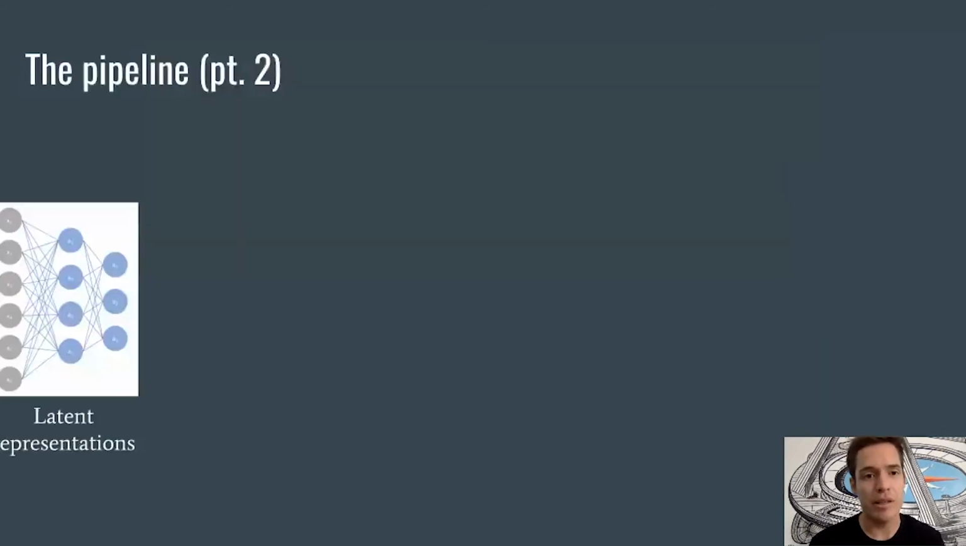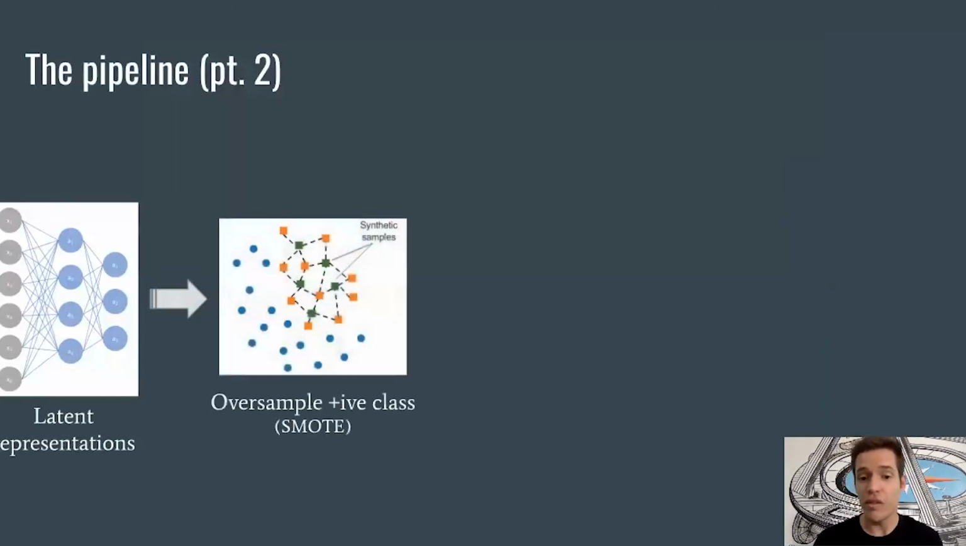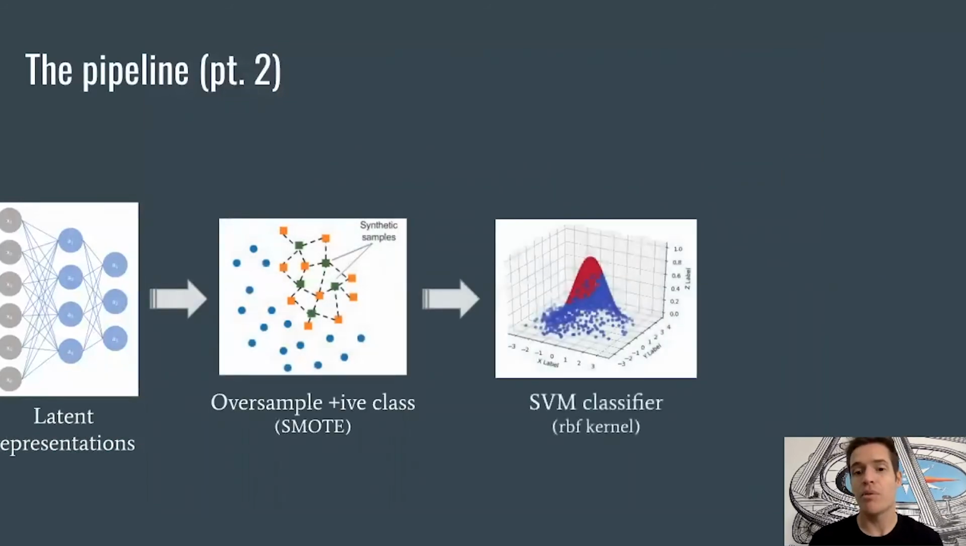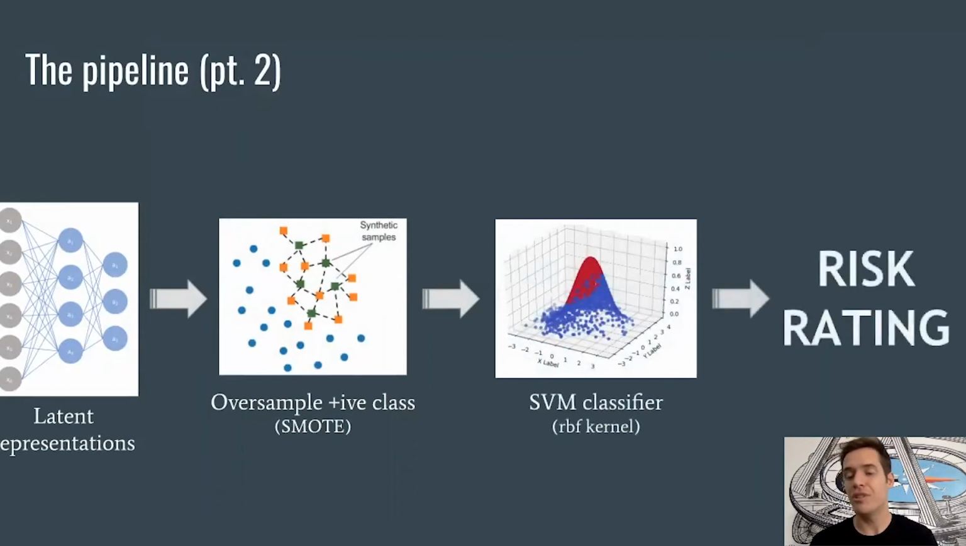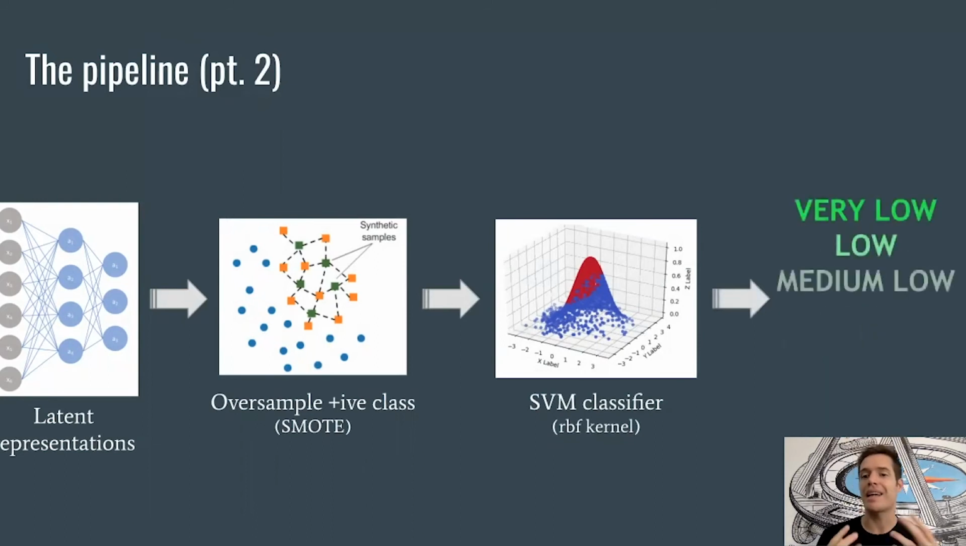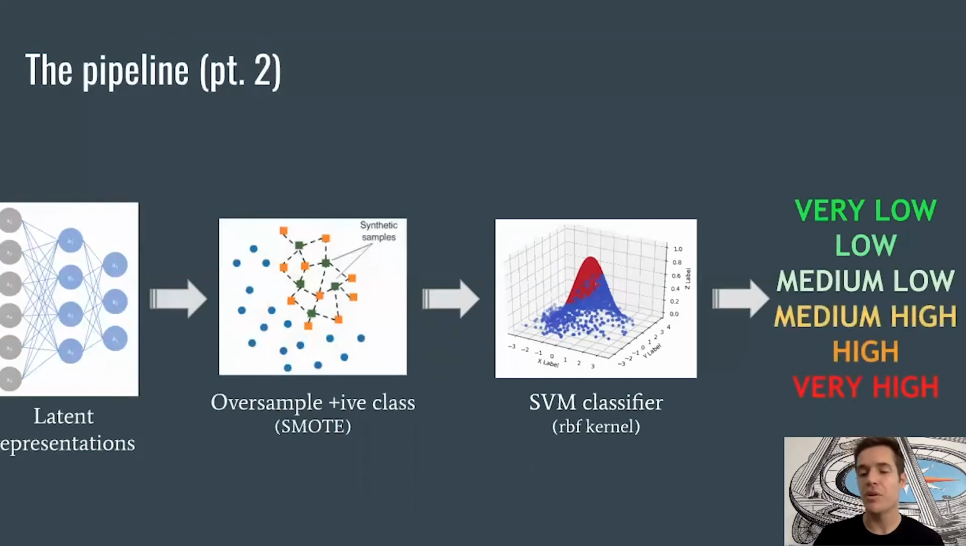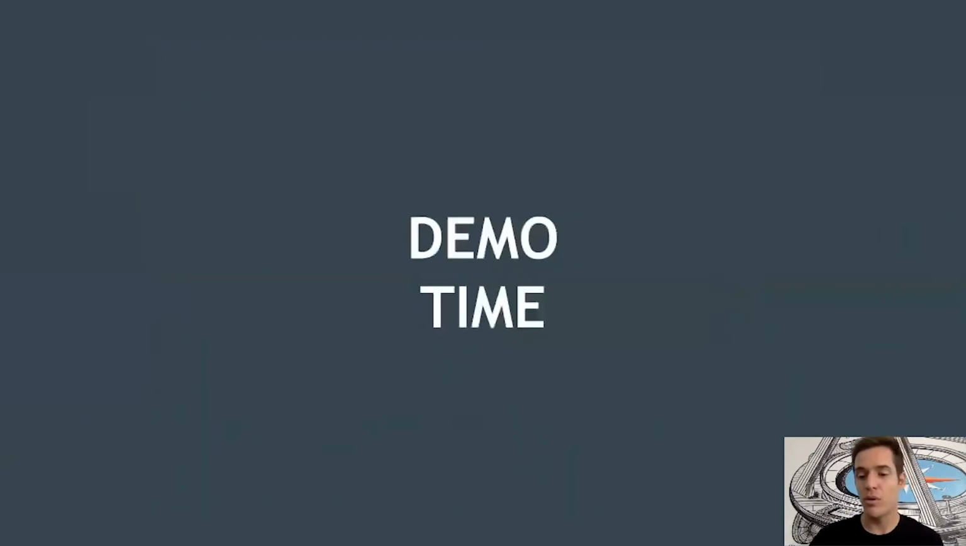The second part of the pipeline looks like this. Those latent representations, I then oversample, and then I put them through a support vector machine classifier. From there, I get a risk rating as a percentage, which is then put into a category from very low to very high. Let's see what this looks like.